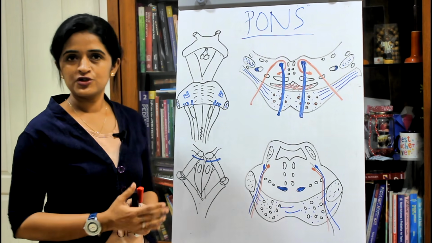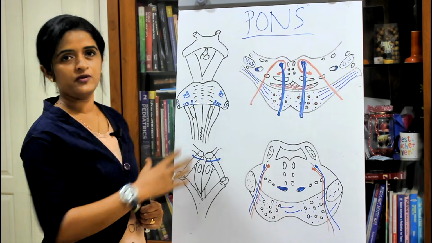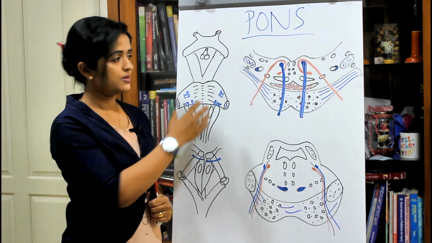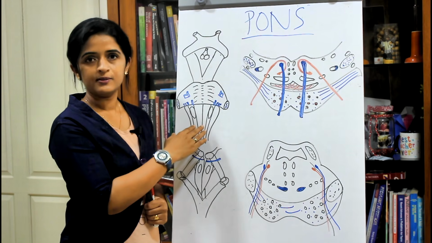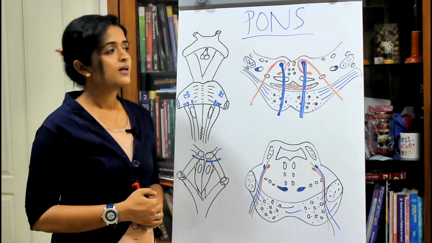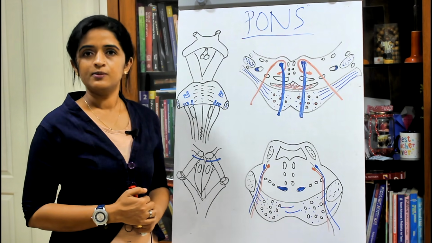So before moving on to the pons, let's have an overview of the brainstem. We can see that the brainstem is made up of three parts: the midbrain, pons and medulla. This portion we have already discussed. You can see the link. And today we will be dealing with the pons.